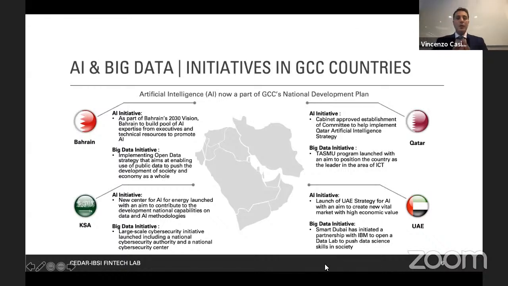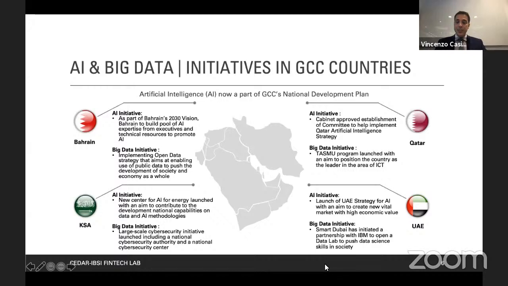Sorry. So I was saying that Bahrain, KSA, UAE, they all had some initiatives both for AI and big data. So for example, Bahrain implemented the Bahrain 2030 vision. In big data, they had the open data strategy. KSA also had opened a new center for AI of energy. On big data, they launched a large-scale cybersecurity initiative.